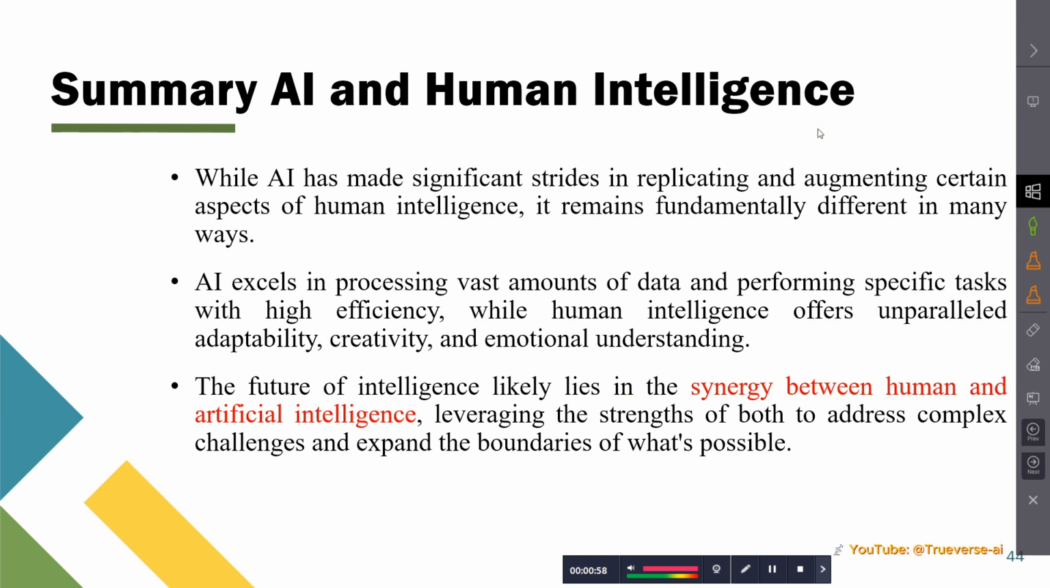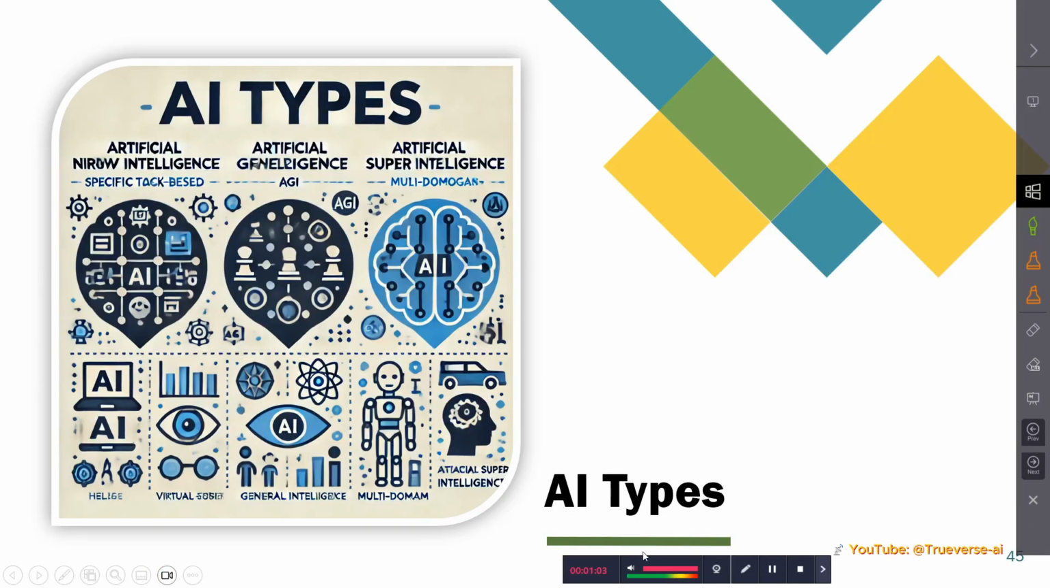Okay, let's dive into a new topic, which is AI types. We would like to know how many types of AI exist. As you can see in the figure which I designed, the existing AI is artificial narrow intelligence, usually called ANI, artificial general intelligence, AGI, and artificial superintelligence, ASI. These three are the famous types of AI.